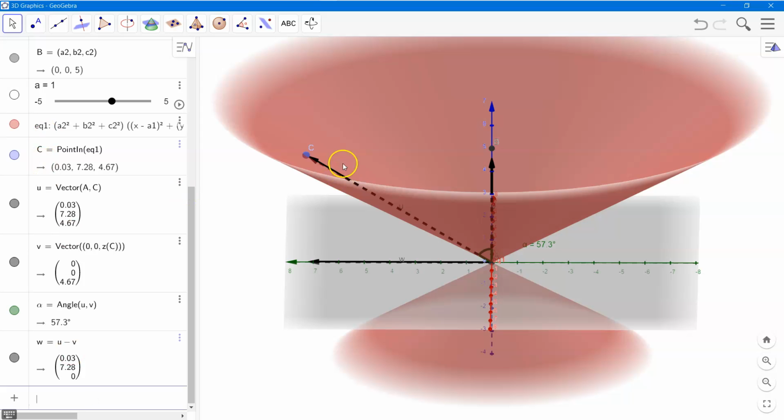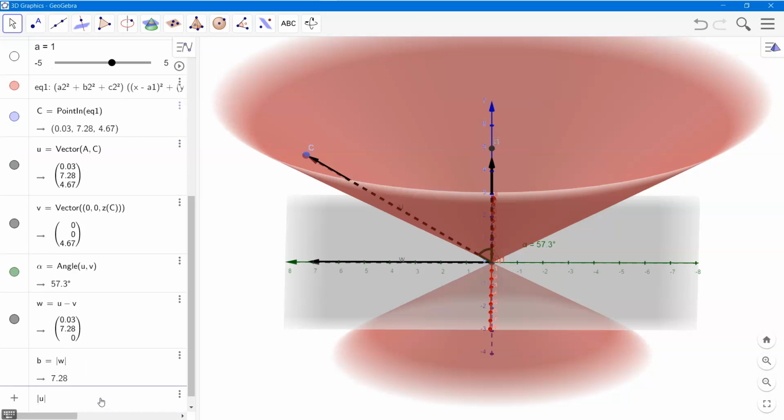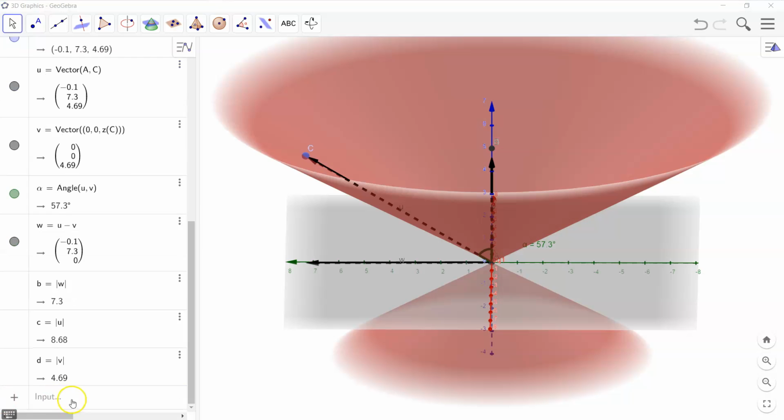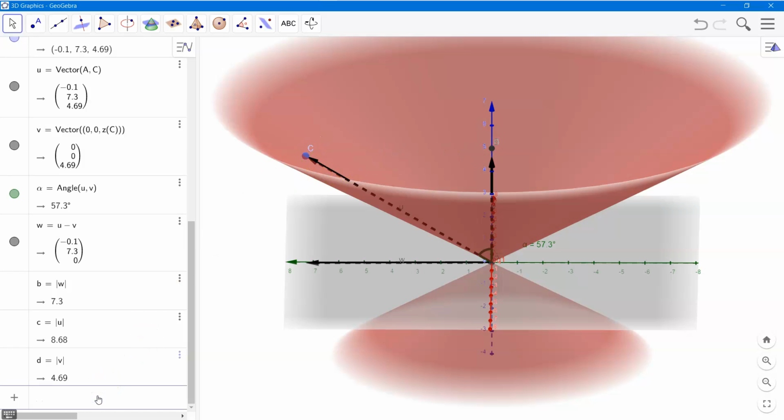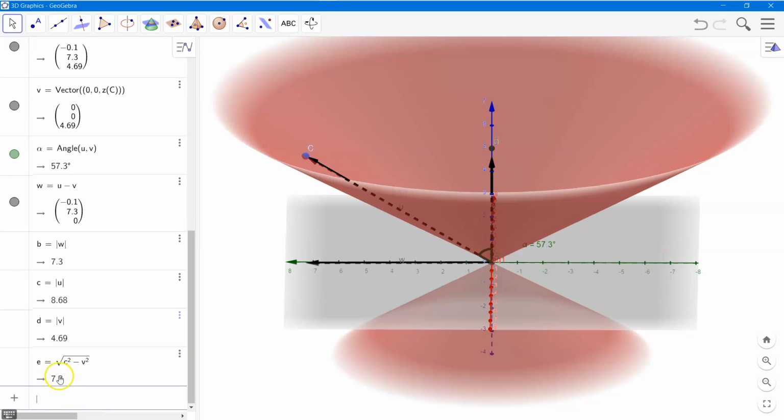Now we also want the distance from C to the axis. So what do we do? We look at the magnitudes. So magnitude of W, magnitude of U, magnitude of V. Let's verify this distance using Pythagoras theorem. So square root of C square minus V square, 7.3, and magnitude of W is 7.3. So that is right circular cone.